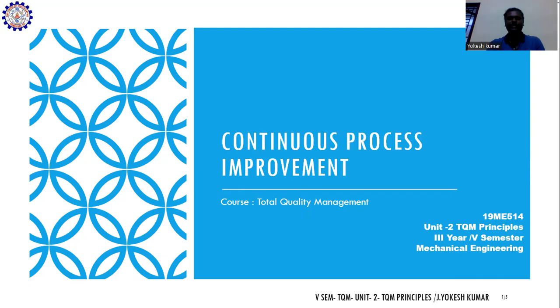In industry, the industry may be service-related, like hospitals and hotels, or process-related, like the manufacturing or production industry. If you go to any of these kinds of industries, there must be a process. We have to improve the process continuously so that we can achieve success in the business. Let us discuss continuous process improvement in detail in the upcoming slides.